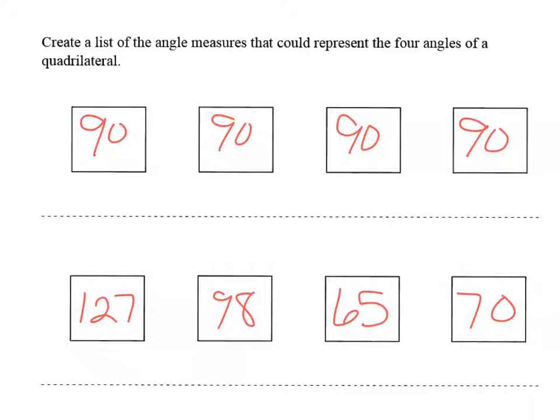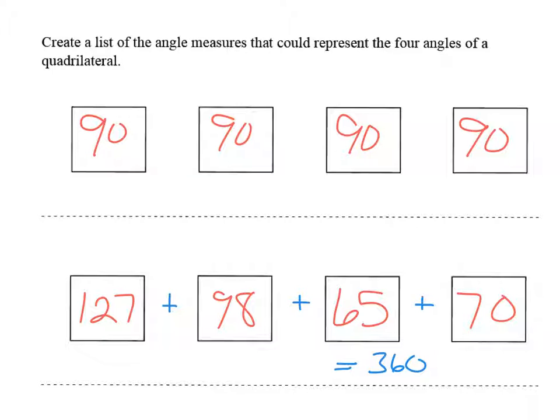Would this be an example of a quadrilateral? Well, if you take the 127 plus the 98, the 65, and the 70, as long as it adds up to 360 degrees, those are the angles of a quadrilateral. If it were to add up to something like 180, that would be a triangle. If it added up to 540, that would be a pentagon. But we're just going to stick to quadrilaterals.